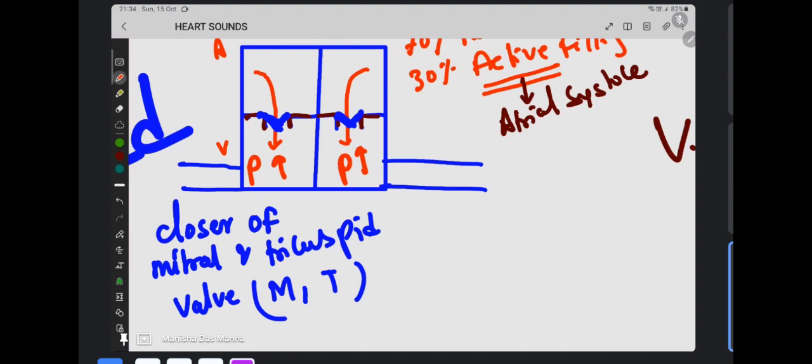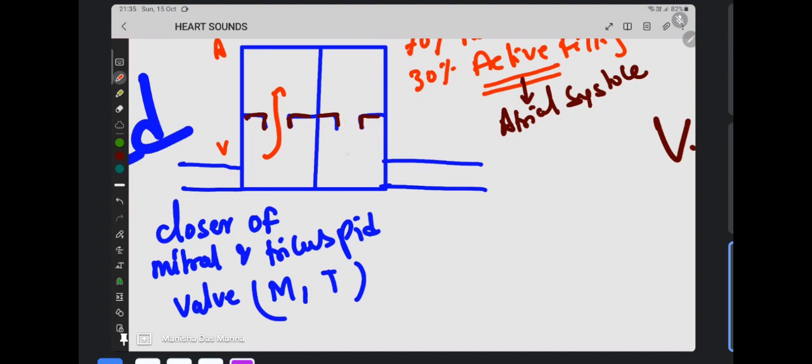When the pressure of the ventricle dominates or exceeds the atrial pressure, then what happens? There is a tendency of blood to flow from the ventricle to the atria. Why? Blood or any fluid always flows from a high pressure zone to a low pressure zone. So when the pressure of the ventricle exceeds the pressure of the atrium, what happens then?